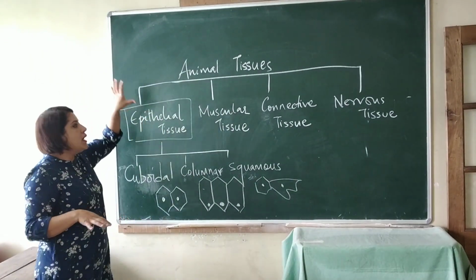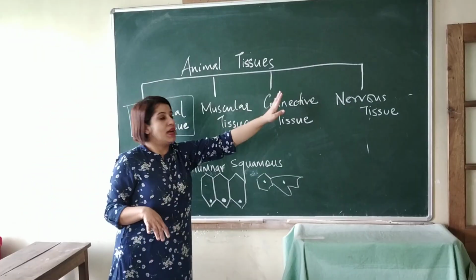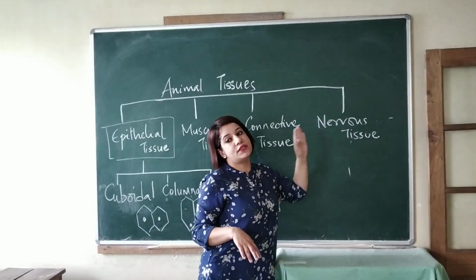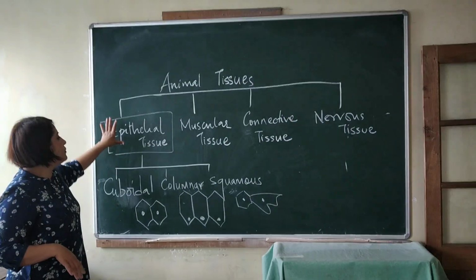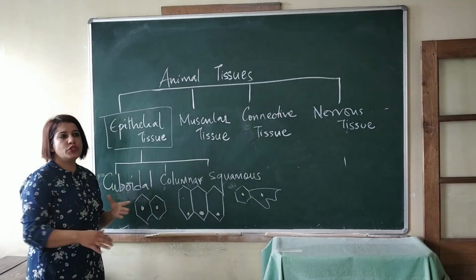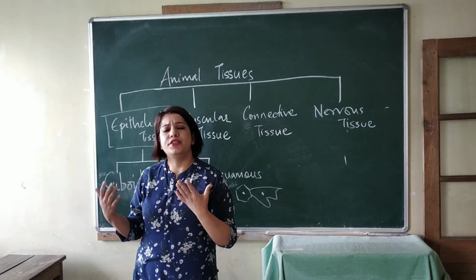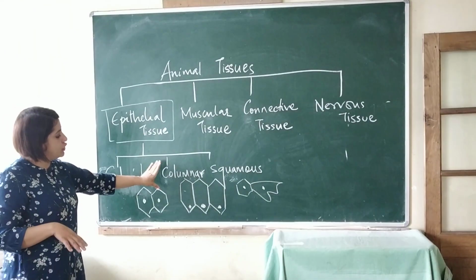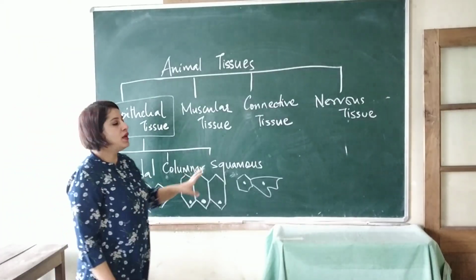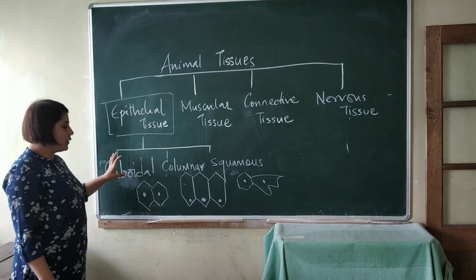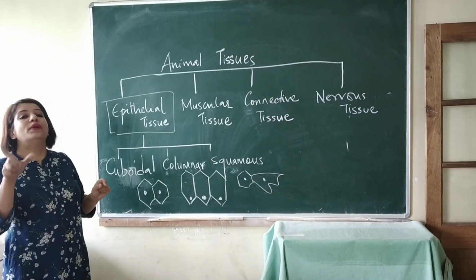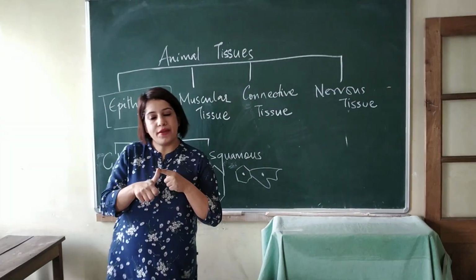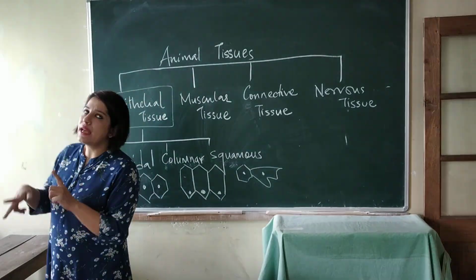Okay, so once more, animal tissues are of 4 types: epithelial tissue, muscular tissue, connective tissue, and nervous tissue. Today we discussed epithelial tissue. Epithelial tissue forms the outermost layer of the body, the different organs. The 3 types of epithelial tissue are cuboidal epithelial tissue, columnar epithelial tissue, and squamous epithelial tissue. Cuboidal, from the name itself, cube-like. The nucleus is in the center.